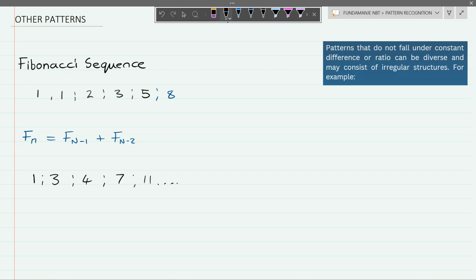So these are the other types of patterns that you can expect. There won't always be constant differences or constant ratios, but it is important that you analyze the other subtleties that may lie within the patterns. So that is other patterns.